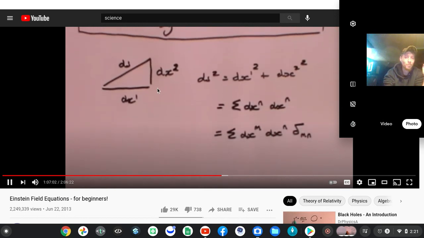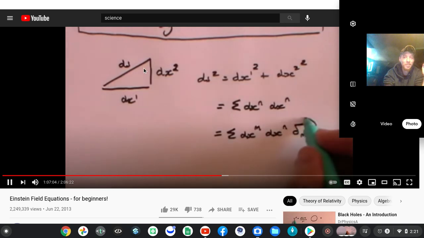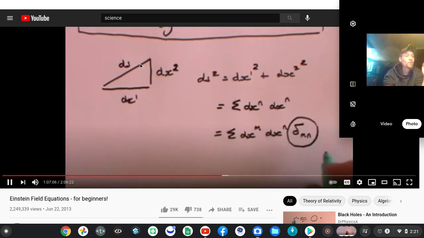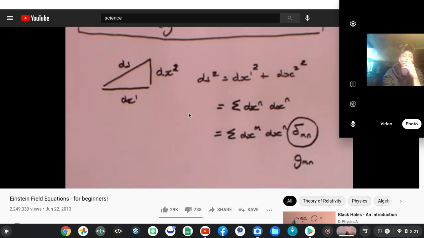And we said that inside here is essentially g m n for flat space. It's not true for curved space. Indeed, that's the reason you have the metric tensor g m n. It corrects Pythagoras for curved space.